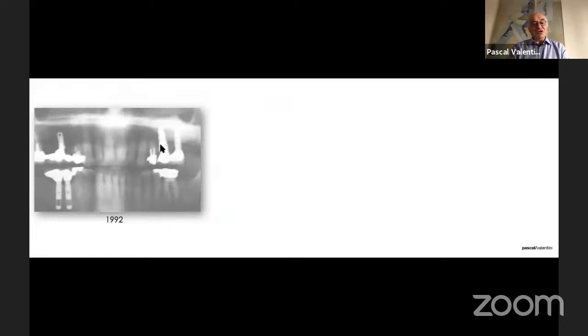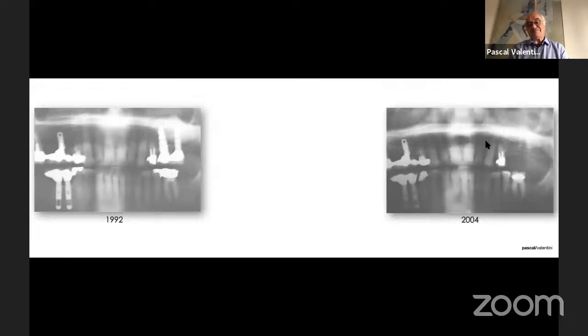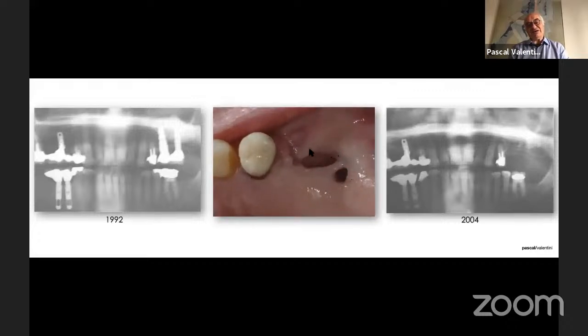Here we have a patient who underwent sinus elevation with implant placement in 1992. She came back to us 12 years later like this. No more implants, no more bridge. And if we look at the intraoral view, you can see that here we have a big oral communication. So every time we have these kinds of problems, the first thing is to look at the CBCT in order to identify the etiology of the complication.